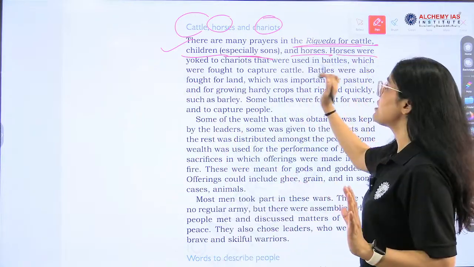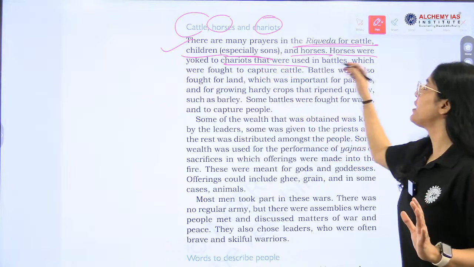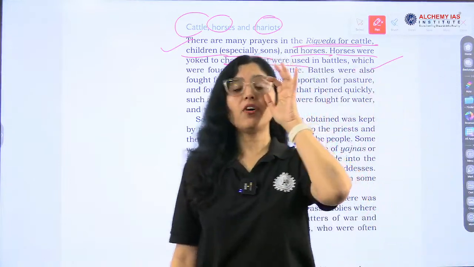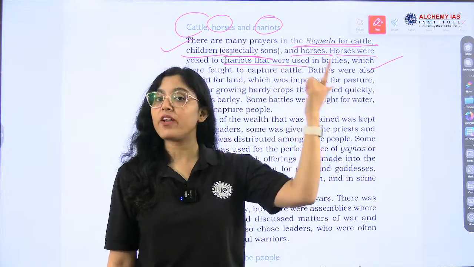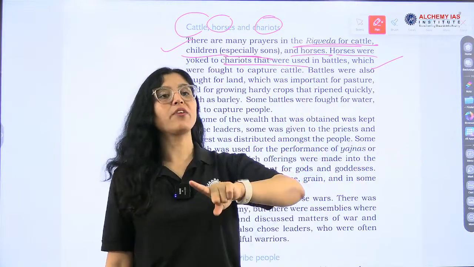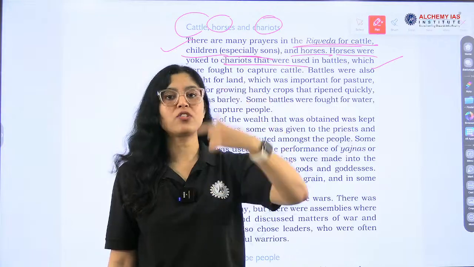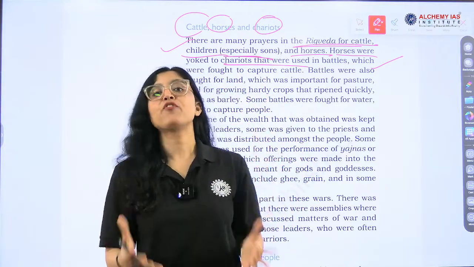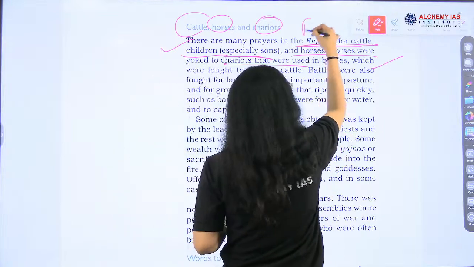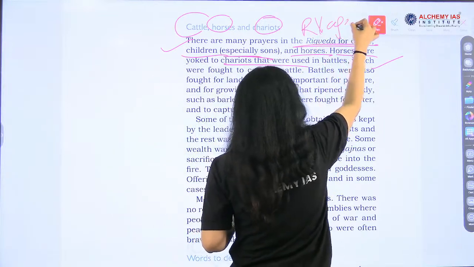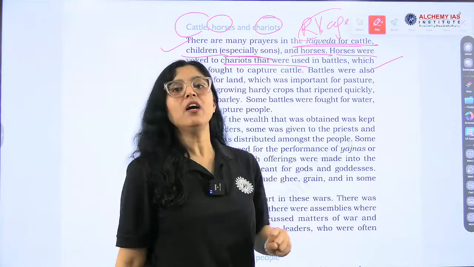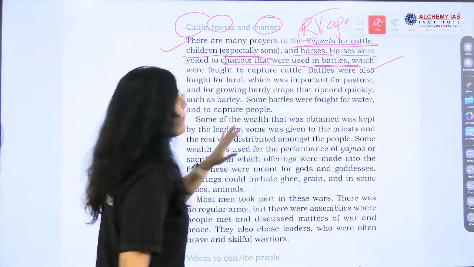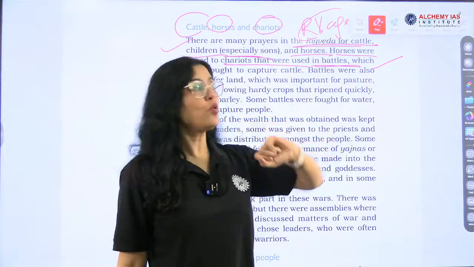Next is horses were yoked to chariots that were used in battle. So we now know that there were battles also during the Rig Vedic times. Why Rig Veda? Because Rig Veda was composed during that time and all the things that were happening, they are the part of Rig Vedic age, right? So we are now studying about Rig Vedic age. So there were battles also happening and horses were used, right?